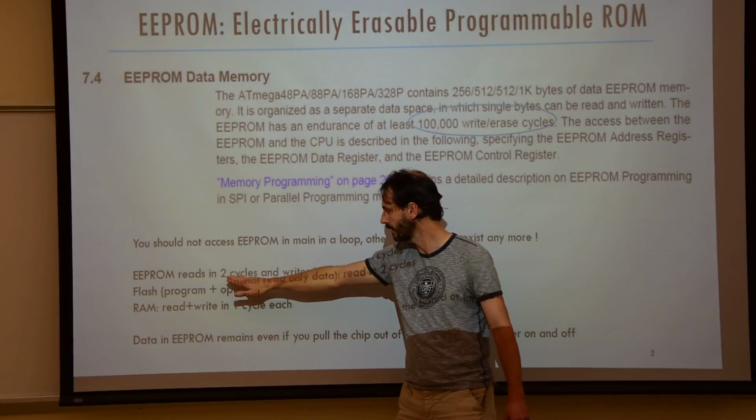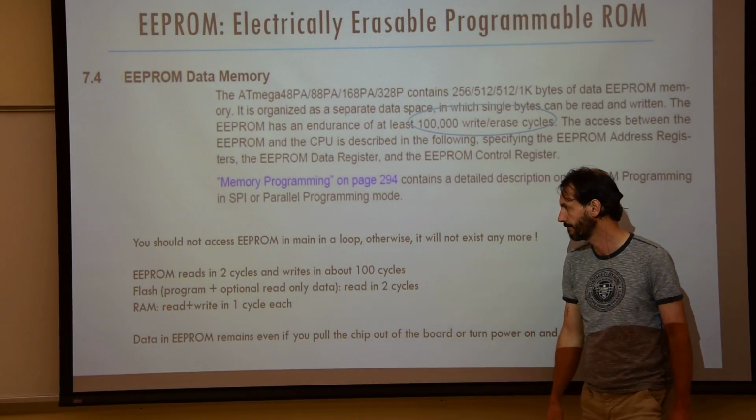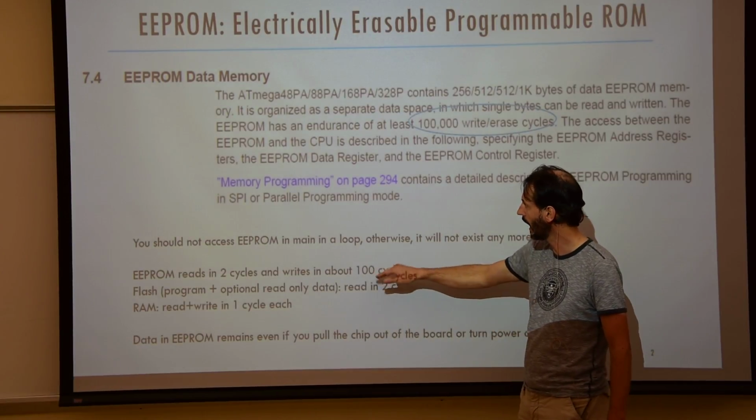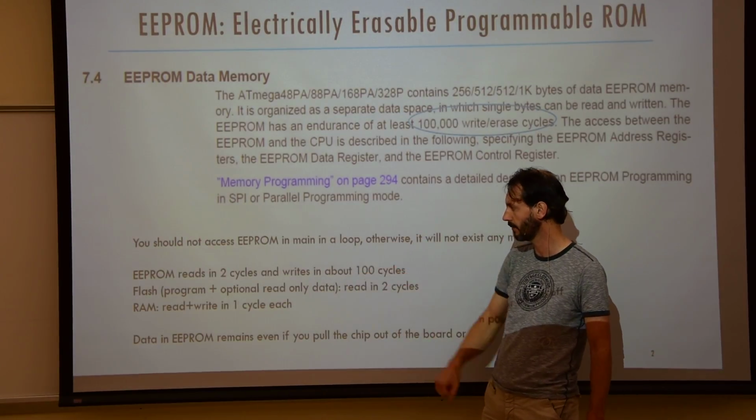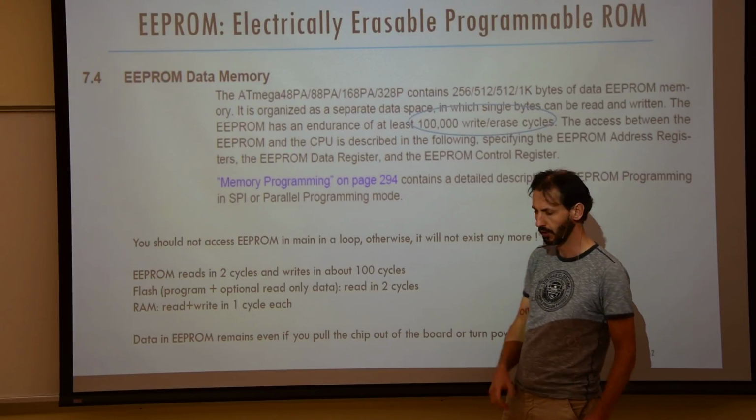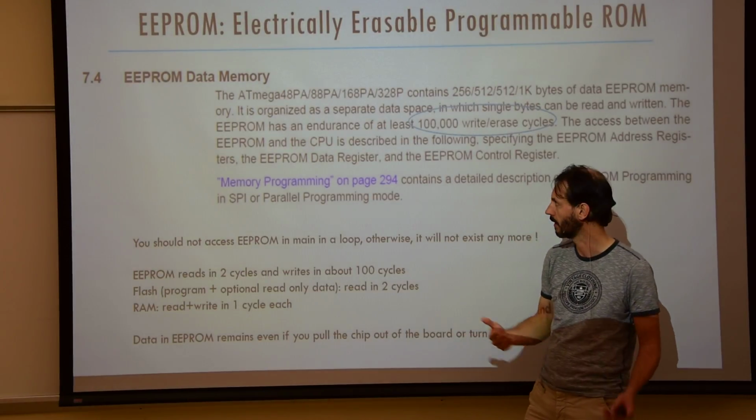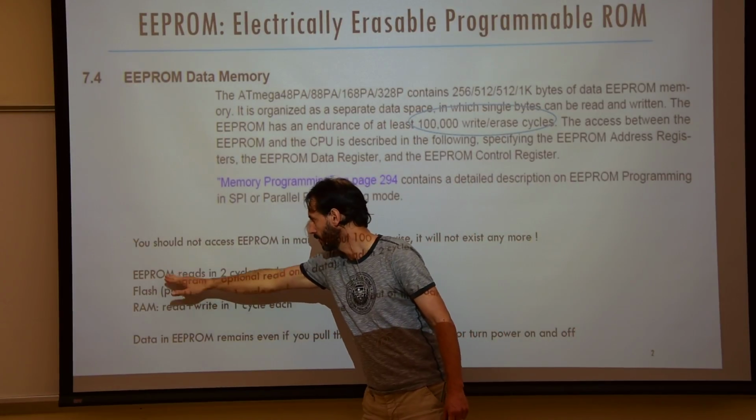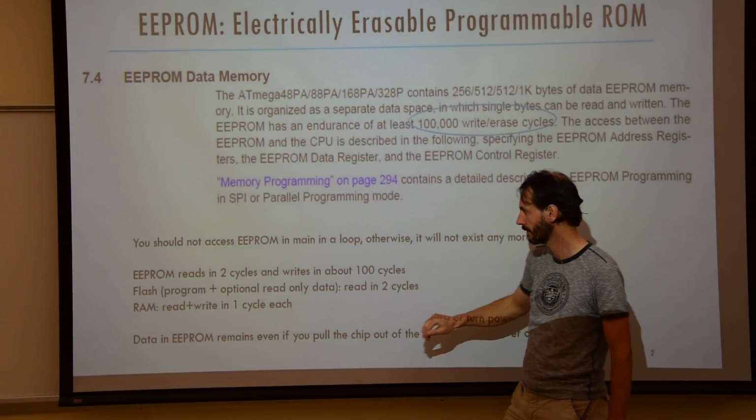So what does it do? It reads in 2 cycles, and it writes in about 100 cycles. So effectively the wearing out really comes from the writes, by the way. And so reading, that's not a big deal. You can read much more than that. So EEPROM has these particular characteristics.